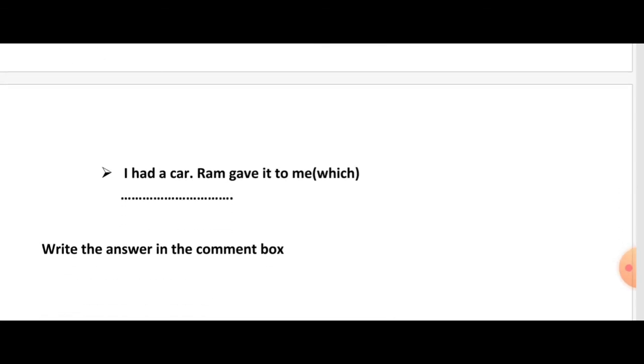Here I have given one example. Try to write the answer in the comment box. Those who know the answer, you can write it in the comment box. If you have any doubts or if you want to give any suggestions, you can post them in the comment box. The question is: I had a car. Ram gave it to me. You need to combine the sentences with the relative pronoun which.